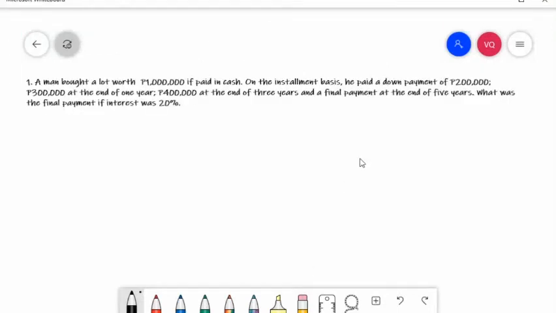Same example, but different focal date. So a while ago, we considered 0 to be our focal date. Now we will try year 2 as a focal date. So a man bought a lot, 1 million if paid in cash. On the installment basis, he paid a down payment of 200,000, 300,000 at the end of 1 year, 400,000 at the end of 3 years, and the final payment at the end of 5 years. What was the final payment if interest is 20%?